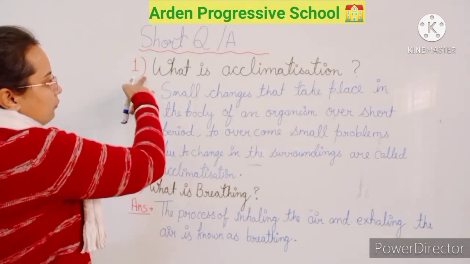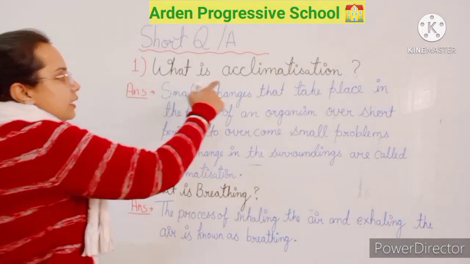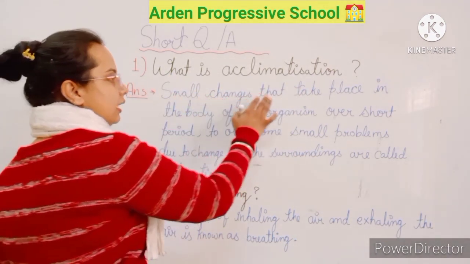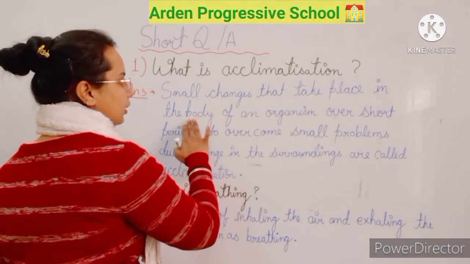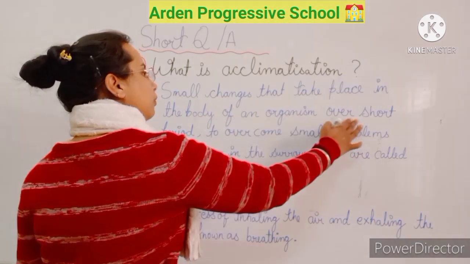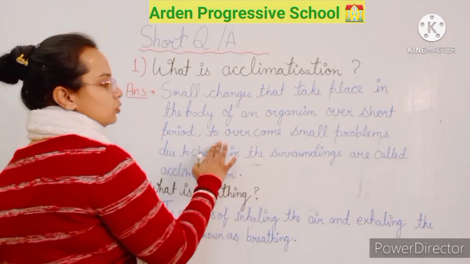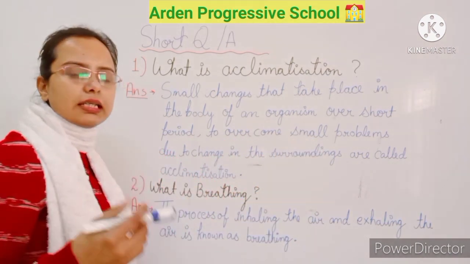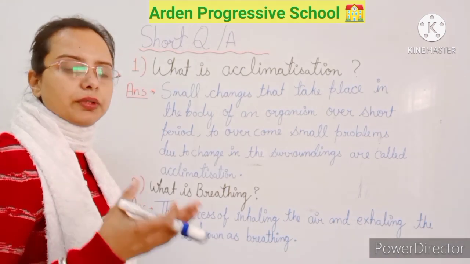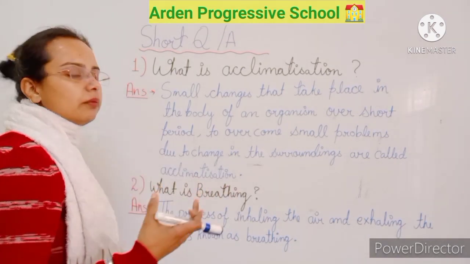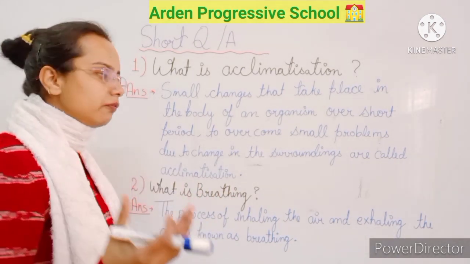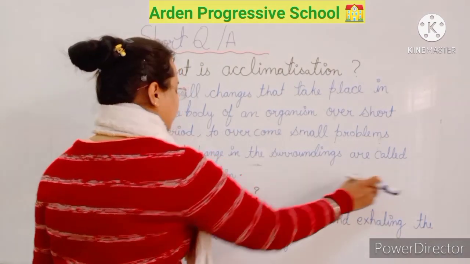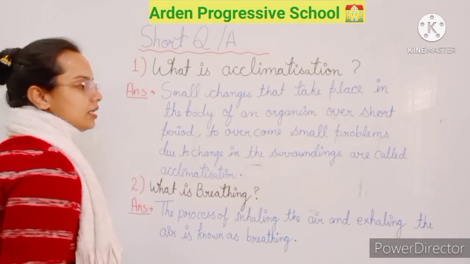Okay, so the first question is, what is acclimatization? So the answer is small changes that take place in the body of an organism over a short period to overcome small problems. The changes taking place in a very short period of time to overcome the problems, to survive due to the change in the surroundings, are called acclimatization.